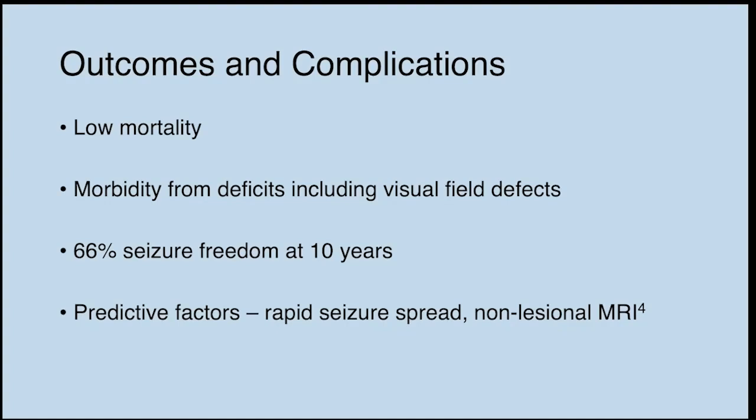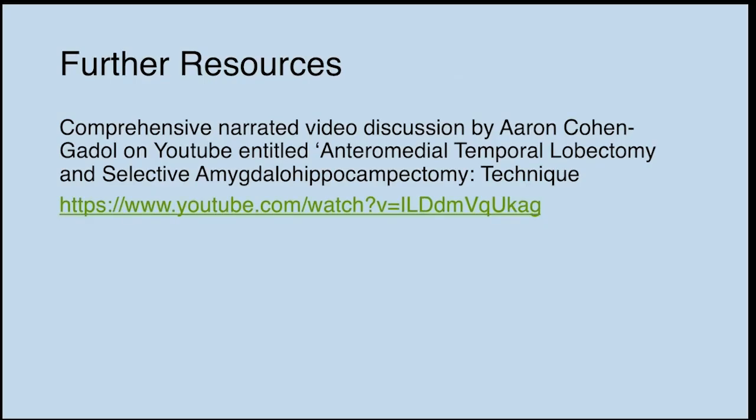In terms of outcomes and complications of the procedure, a low mortality rate is observed of between 0.1 and 0.5%. The most common postoperative deficit is a visual field defect, specifically a superior quadrantanopia. The majority of these are not noticeable by the patient, but become apparent on formal visual field testing. At 10 years postoperatively, 66% of patients are free from disabling seizures. In terms of predictive factors for a poor outcome, rapid seizure spread within 5 seconds and non-lesional MRI scan are the best predictors. This brings us to the end of our presentation.